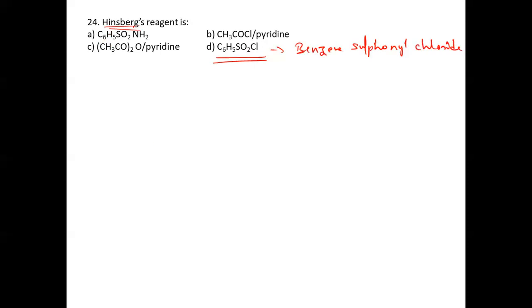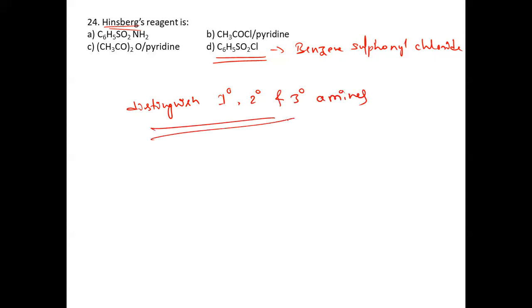And this Hinsberg reagent is used to distinguish primary, secondary, and tertiary amines. So you must have read this in the theory part. Hinsberg reagent, which is used to distinguish the primary, secondary, and tertiary amines, is generally known as benzene sulfonyl chloride with the formula C6H5SO2Cl. That is option D.